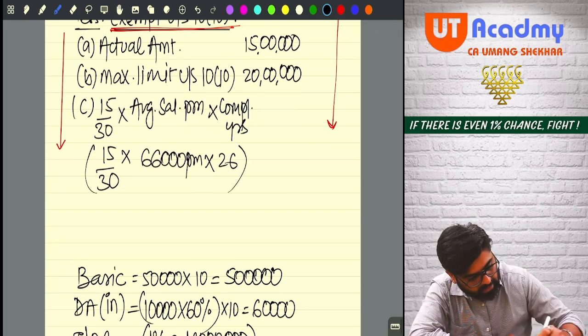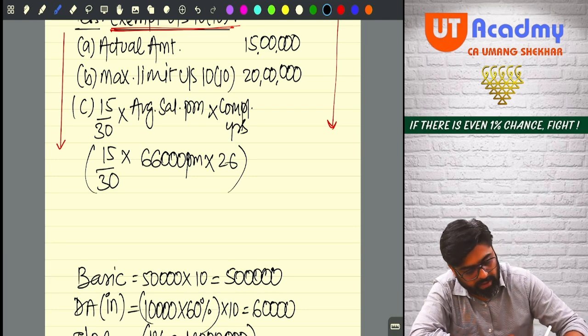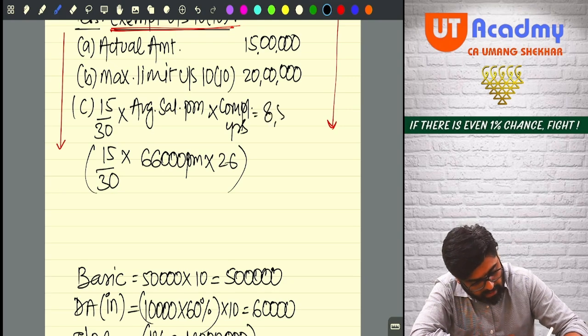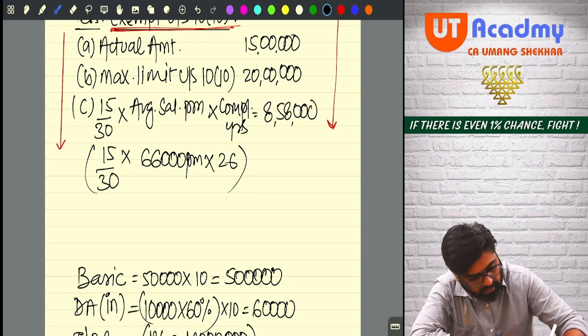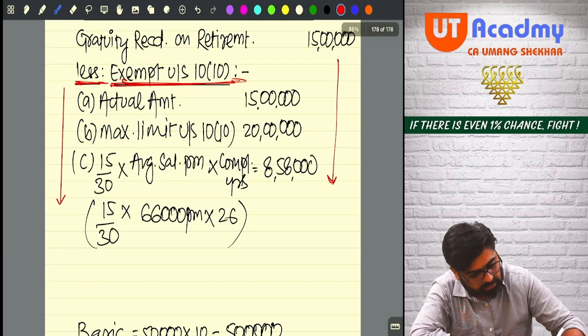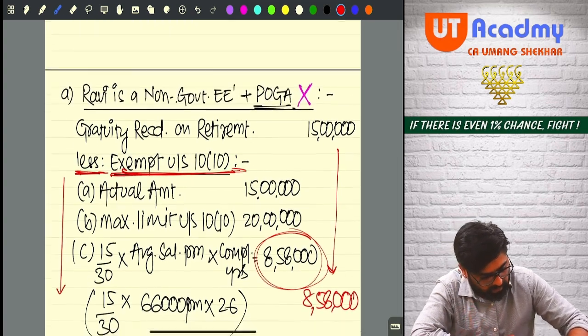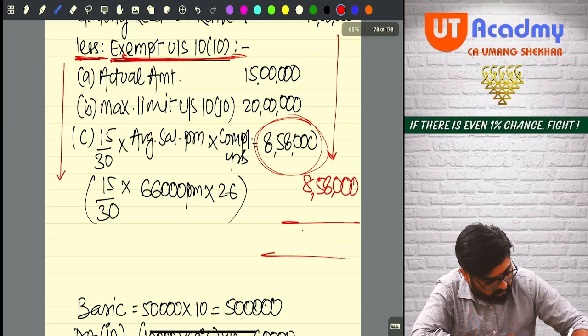Now please make the calculation. 66,000 into 26 into 15 divided by 30. I will get 8,58,000. Now tell me, the amount which is exempt will be the lowest of these three. This is the lowest, 8,58,000. So out of 15, now 8,58,000 will be exempt.